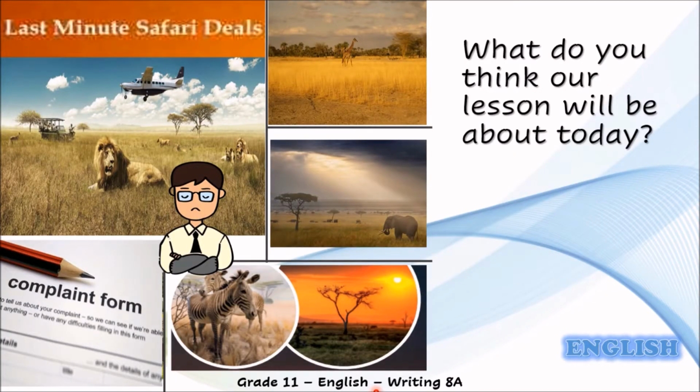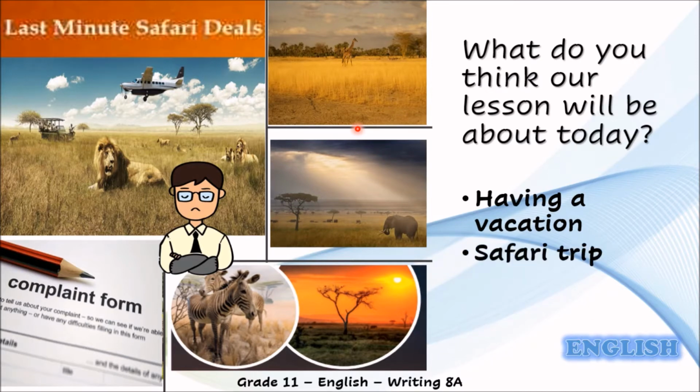Let's look at these pictures. What do you think our lesson will be about today? Looking at these pictures, you can see a plane, lions, giraffe, elephants, zebra. And there is here "last minute safari deal". So what is it about? Yes, maybe it's about having a vacation. Yeah, where? On a safari trip?